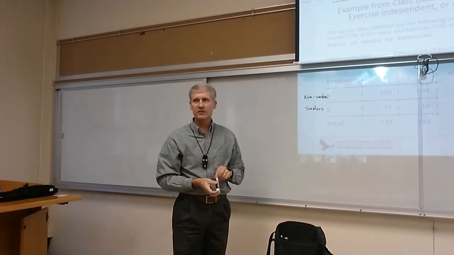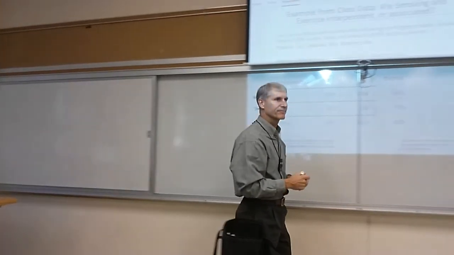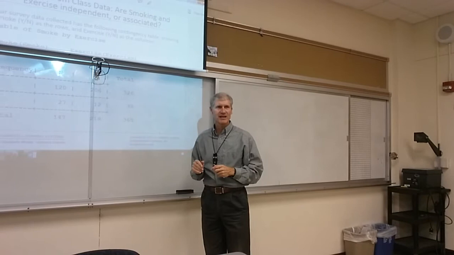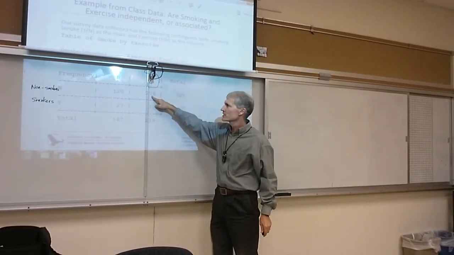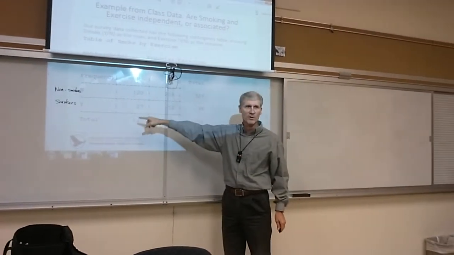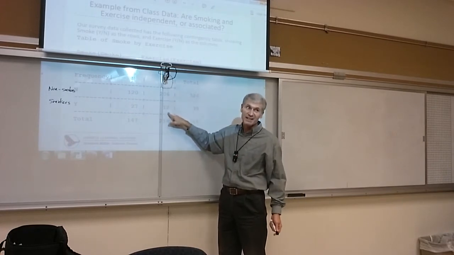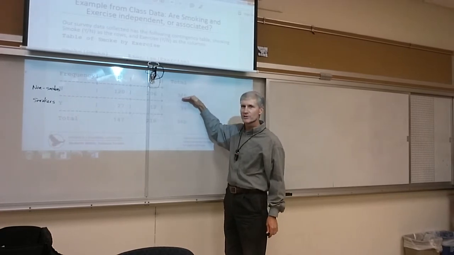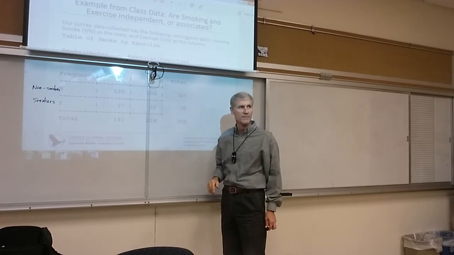What do you think? Do you see an association? What does your eyeball test say? Well, it's difficult to just look at the numbers in a table. I can look at the number who exercise. 206 of the non-smokers exercise. 12 of the smokers exercise. Those numbers are really different, but that's not enough because these numbers are also really different. I had a lot more non-smokers to choose from. So I need to convert to proportions, right?